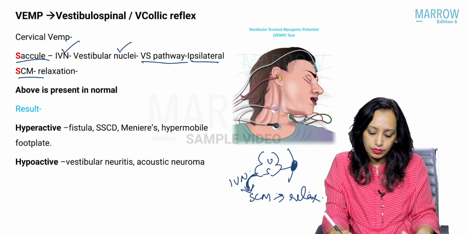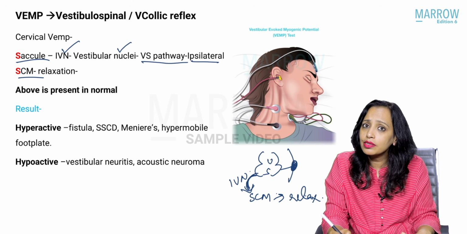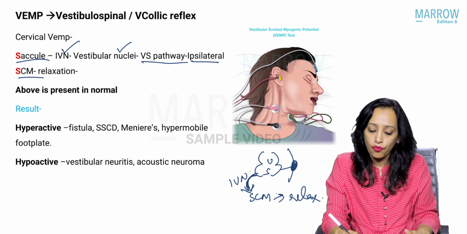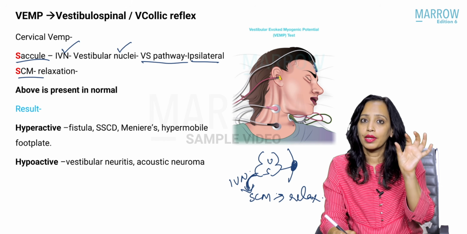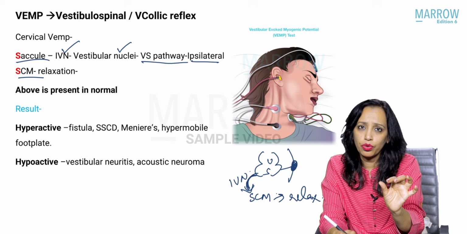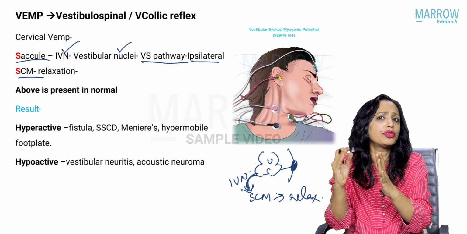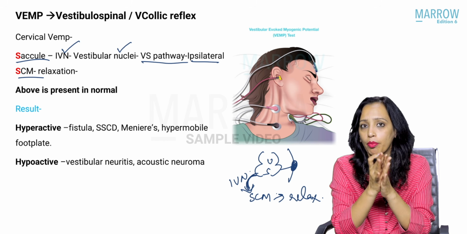So what is the significance of this test? If I do this test in you and me, we will get a normal reflex. Normalcy is a particular range, and that range we need not know. But if we get a wave which has a latency this much and amplitude this much, that is supposed to be normal.